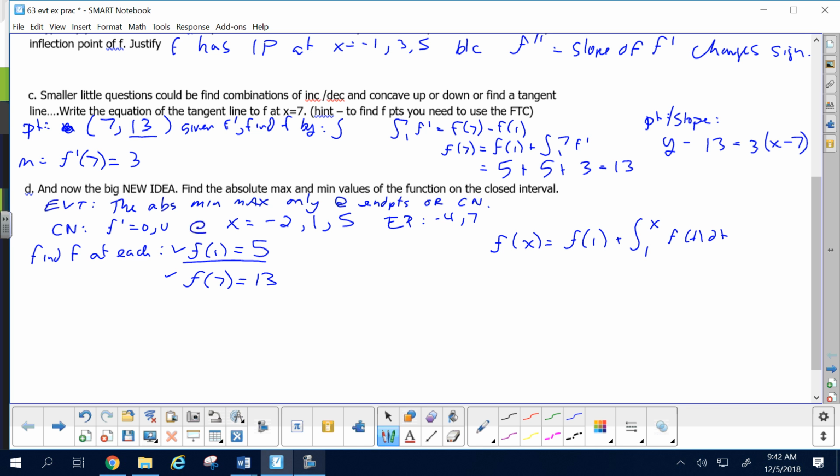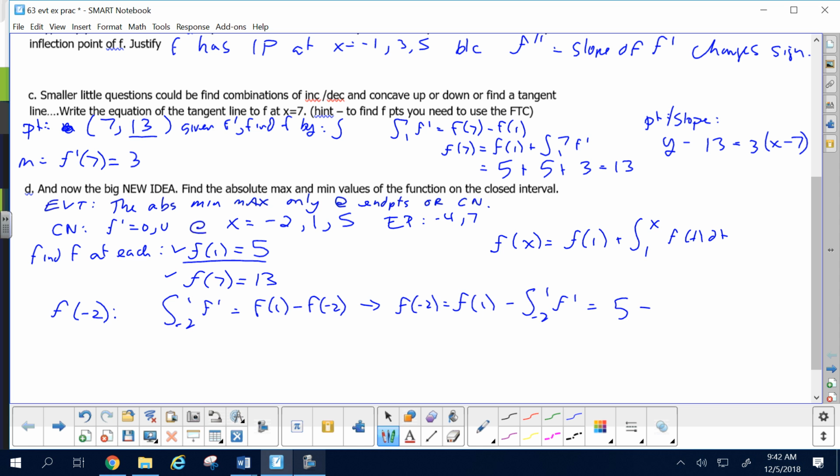So let's talk about f at, what do you want to find next? f at -2, cool. How do you find it? Start with a definite integral? Yes. From where to where? -2 to 1 of f prime, that equals f at 1 minus f at -2, yeah? So when I go to isolate f at -2, is it f at 1 plus the integral or f at 1 minus the integral? Minus the integral. Excellent. Okay. f at -2 is f at 1, which is 5, minus the area or areas from -2 to 1.